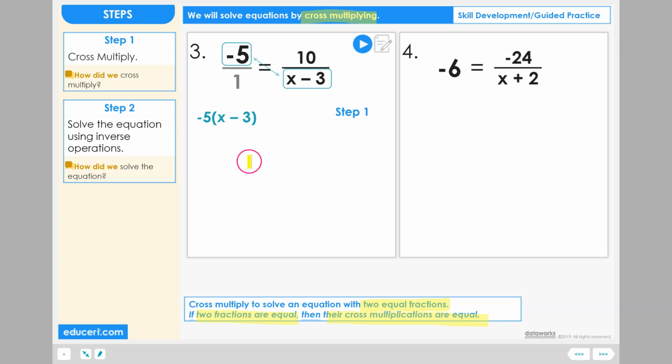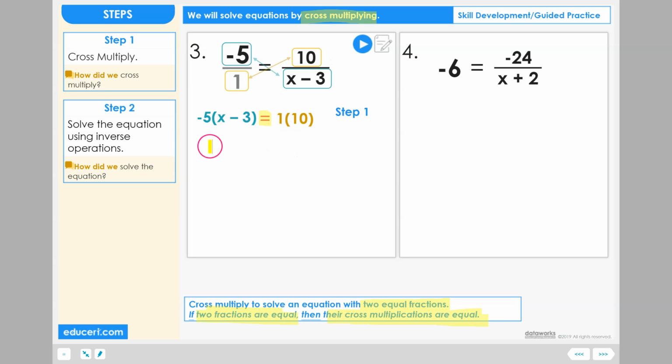This is going to be like our distribution problem, so it's not just -5 times the x, but -5 times the x and times the -3. The other cross multiplication should be equal, because when two fractions are equal, then their cross multiplications are equal. So that is 1 times 10.